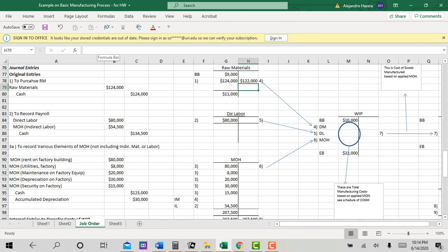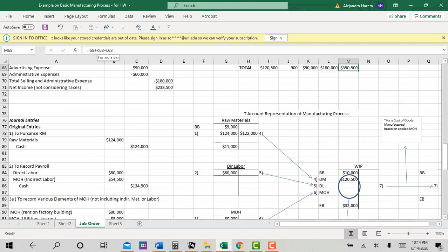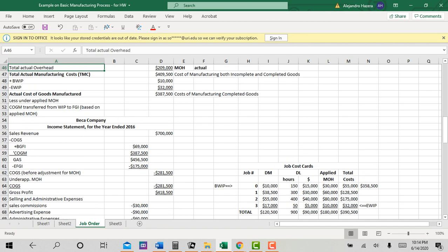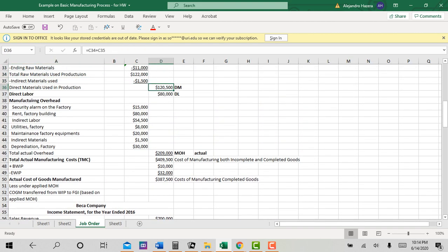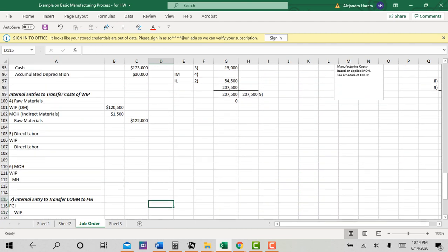There is going to be a debit to, that's entry number 4, see that? A debit to work in process for the direct materials part for 120,500, which, by the way, is equal to the 120,500 that I put into production up on the statement of cost of goods manufactured.